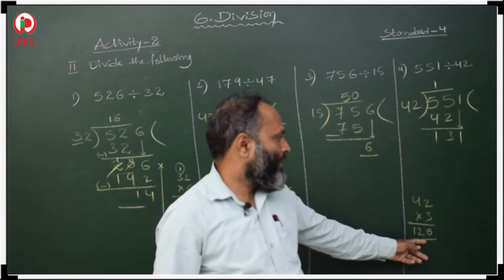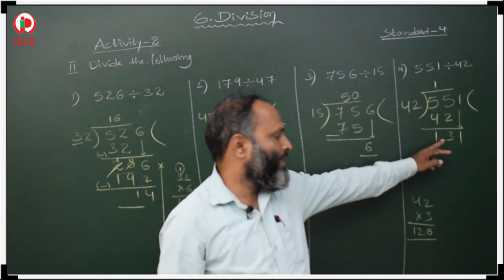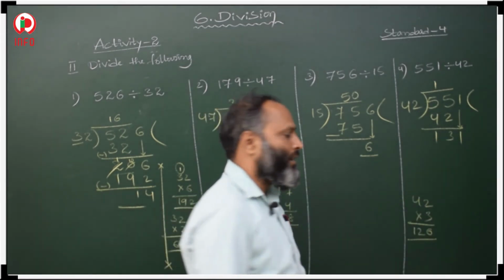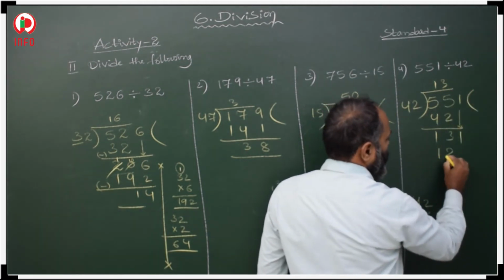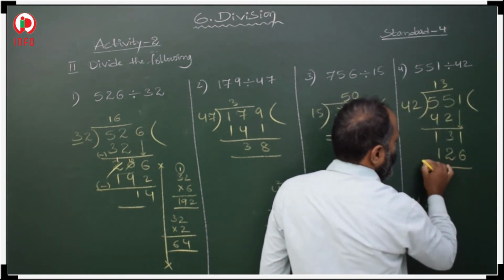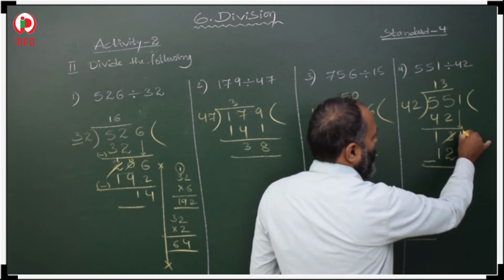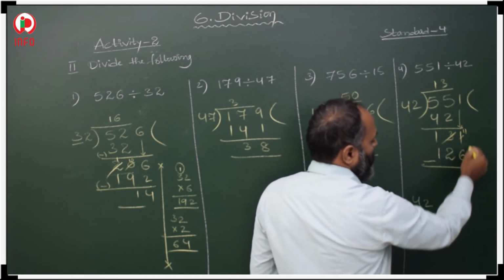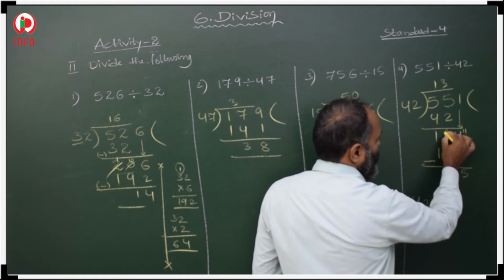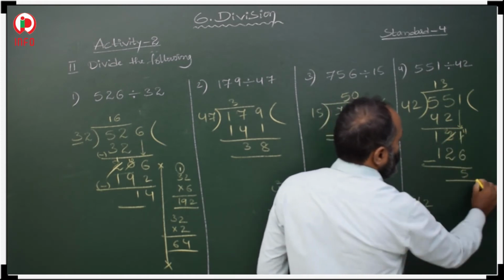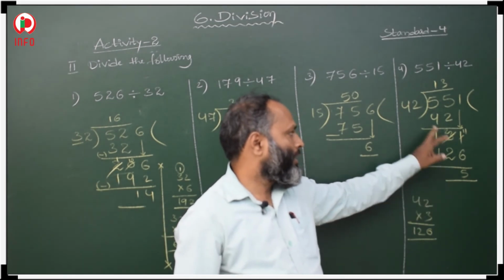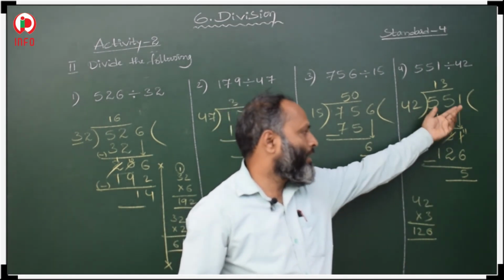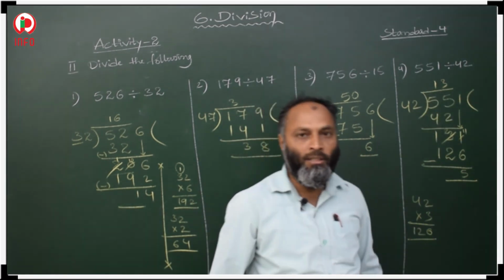126 is less than 131. Then we can take 42 3s are 126. Minus, borrow from here, 11. 11 minus 6 is 5. 2 minus 2 is 0, 1 minus 1 is 0. This is your remainder, this is your divisor, this is your dividend, and this is your quotient. Okay.